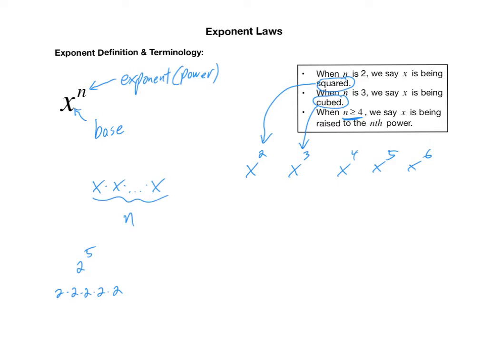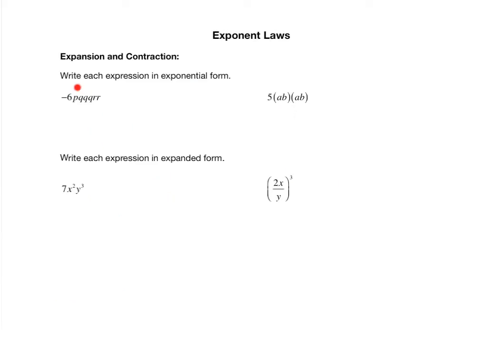We'll start to develop our computational fluency with exponential forms by first looking at expanding and contracting them. Let's write each of these expressions in exponential form. Again, what does it mean when I put -6 up against p, up against q, q, q, r, and r? Again, this means we've got a product here, right? People just don't write in these little dots. So we've got a product of all these things, and we want to write this in exponential form.